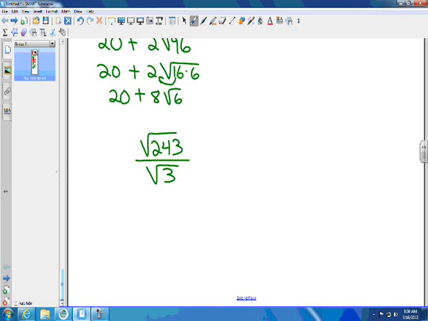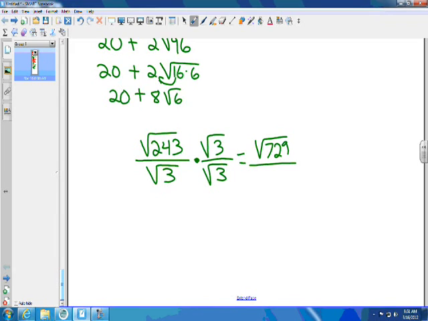Multiply what? Square root of 3. Very good. Anybody know what we call that? It's rationalizing the denominator. So what is 243 times 3 multiplying these? 729. So we have the square root of 729.